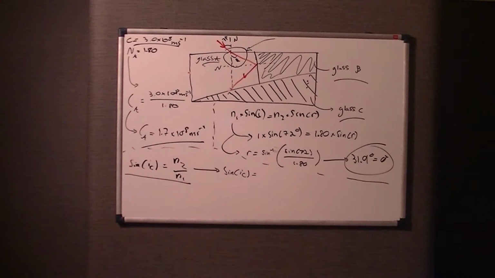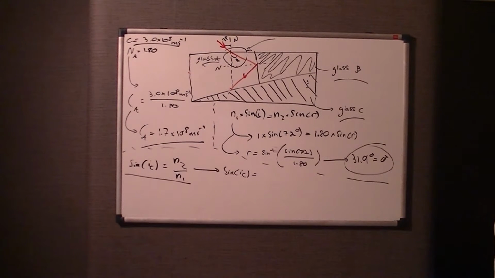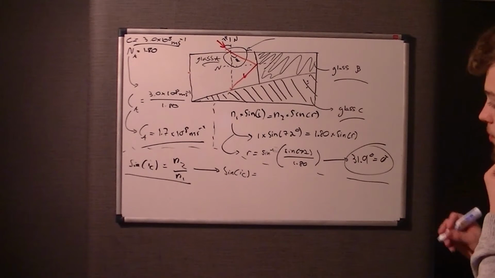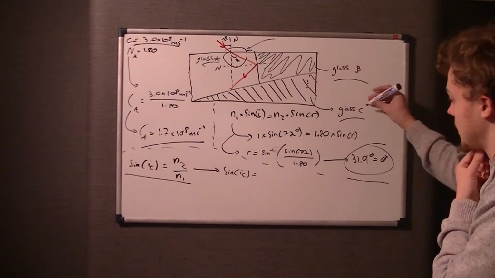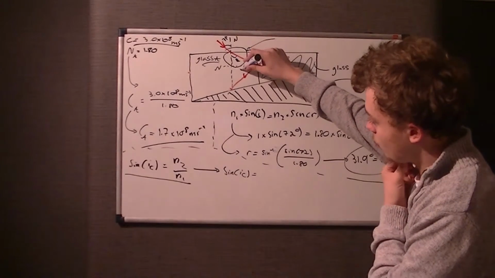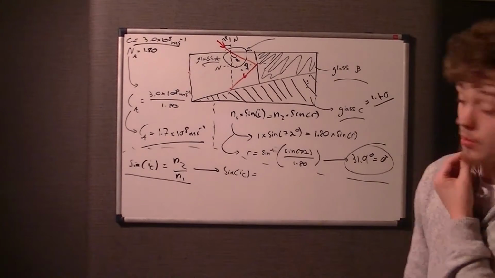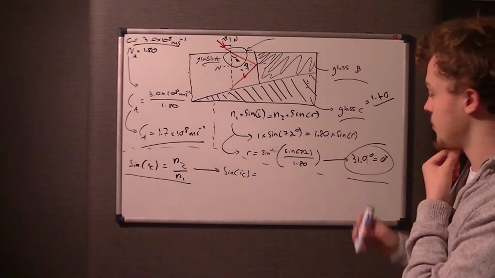So we need to decide which is substance 1 and which is substance 2. Let me just make sure I've got this right. We're told the refractive index of glass C is equal to 1.4, and we know the refractive index of glass A is 1.8. Now it's starting at A and entering glass C, so therefore substance 2 is obviously glass C, and substance 1 is obviously glass A.